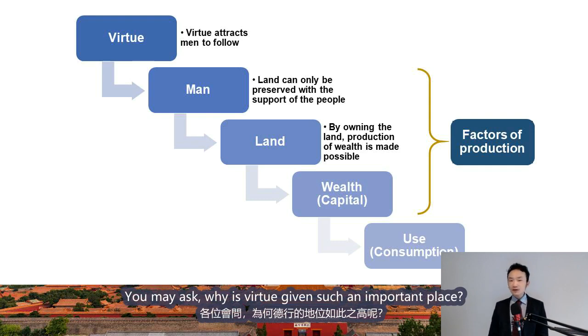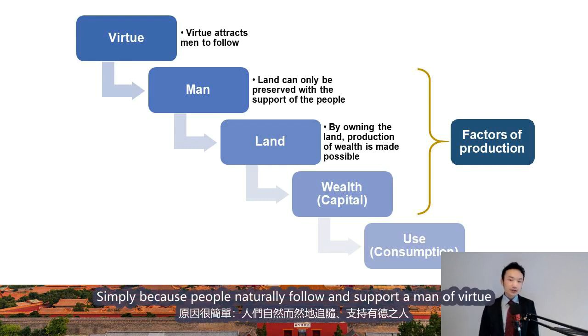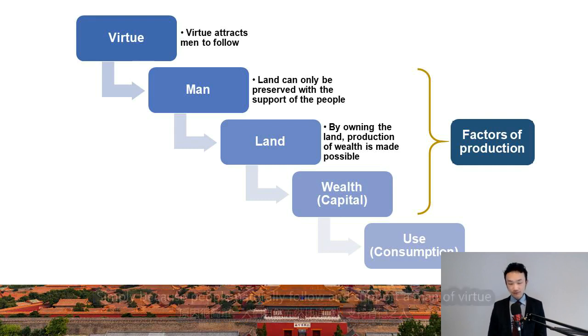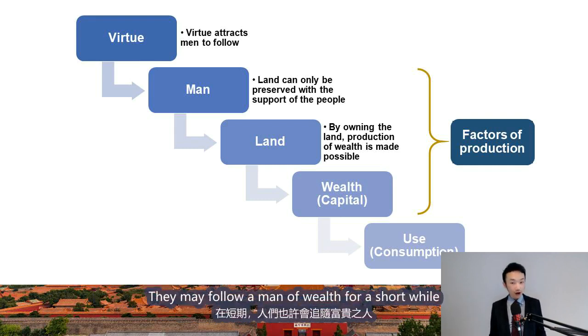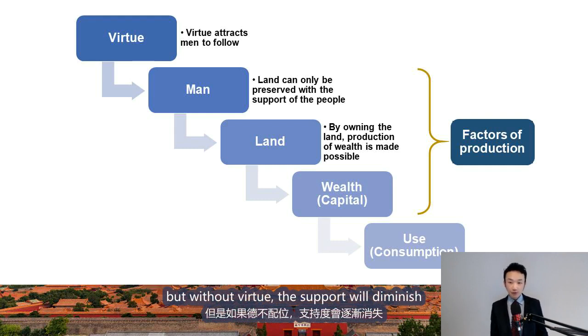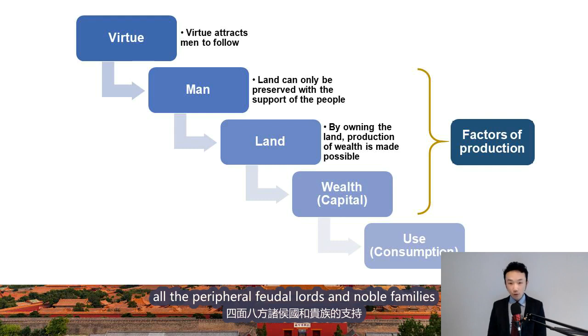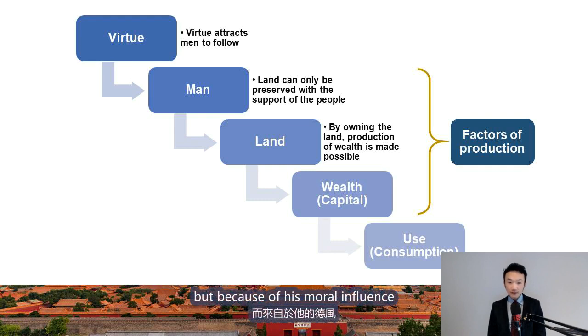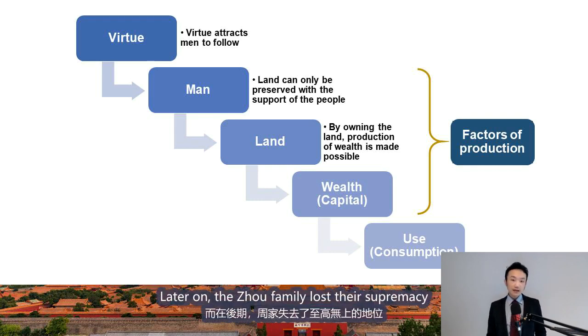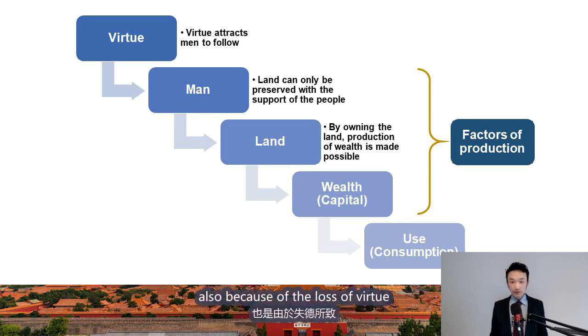Now you might ask, why is virtue given such an important place? Well, simply because people naturally follow and support a man of virtue. Now, they may follow a man of wealth for a short while, but without virtue, the support will diminish. During the Zhou dynasty, the Zhou king was supported by all the peripheral feudal lords and noble families, but not because of his military power, but because of his moral influence. But later on, the Zhou family lost its supremacy also because of loss of virtue.